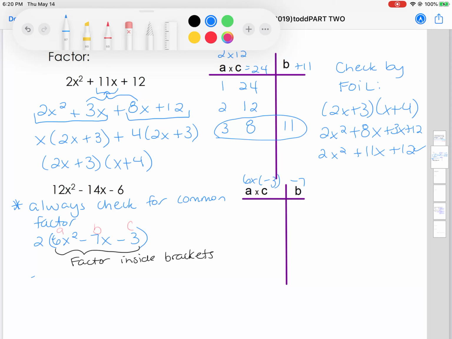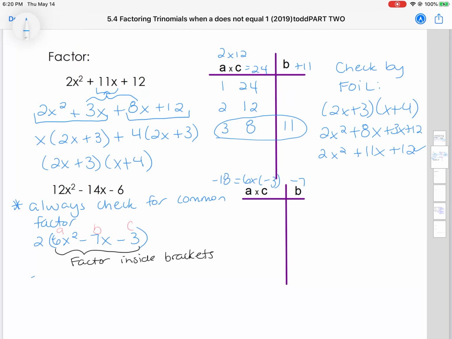Okay, so now 6 times negative 3 is negative 18. So one of our numbers has to be negative. So we can do negative 1 and 18, which is 17. No good. Negative 2 and 9 gives 7. That also gives, this is negative 7, so we're close. So then we just have to switch the signs. 2 and negative 9 makes negative 7. So positive 2x minus, or negative 9x, minus 3.